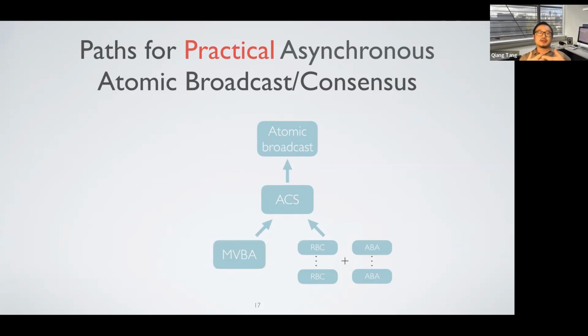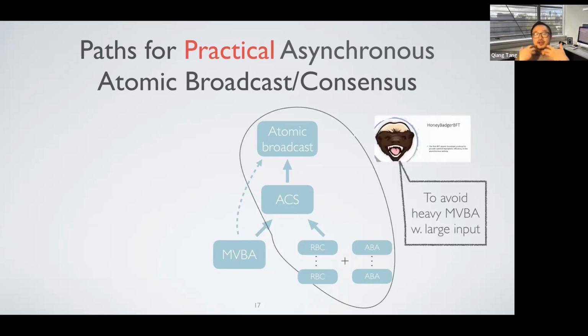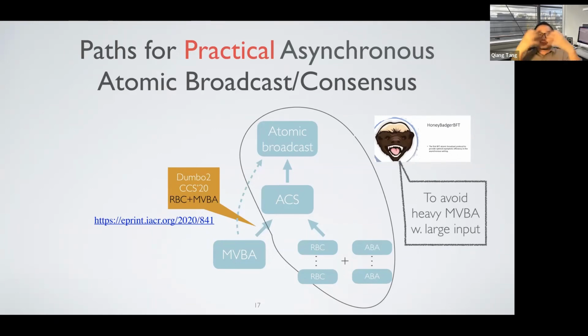And there's also another technique using MVBA directly to construct ACS, which causes a large communication blow-up. You might even leverage MVBA directly to construct atomic broadcast, but every time you just output one single value. Obviously, it's not good for batching. Honey Badger explicitly took the ABA path because they wanted to avoid the large communication blow-up of the heavy MVBA, while our Dumbo protocol shows the path via MVBA might actually be a better path. If you design carefully, because this view might be too pessimistic, even though MVBA is heavy, we can still use it in a smarter way so that the overall protocol is much, much better.